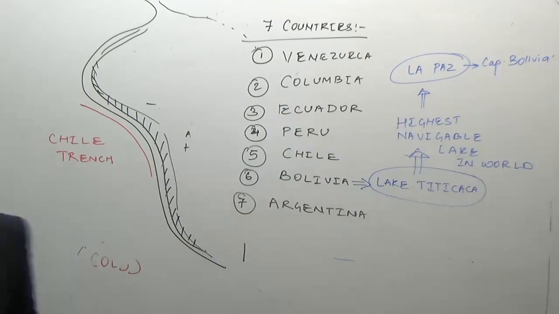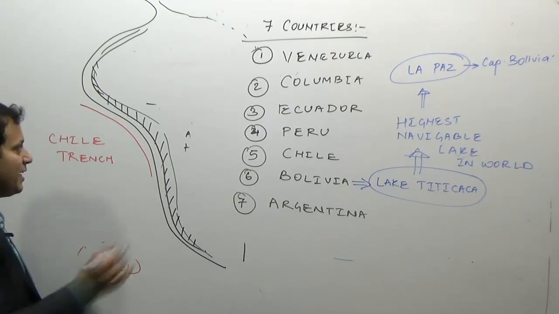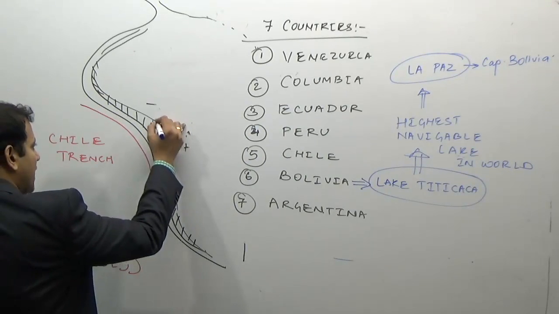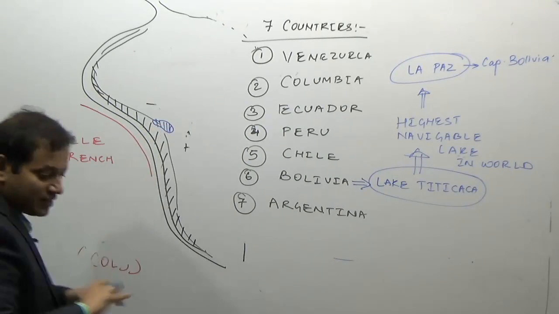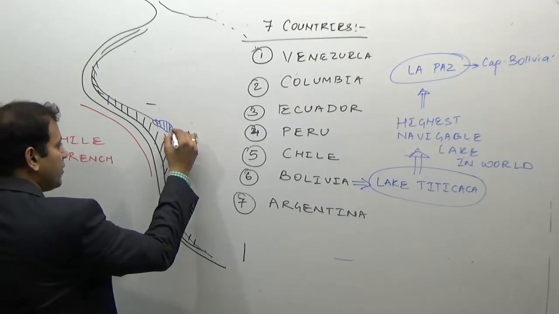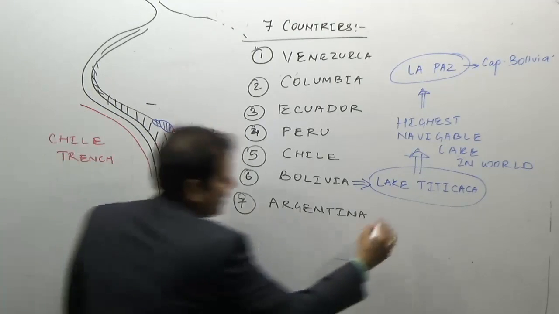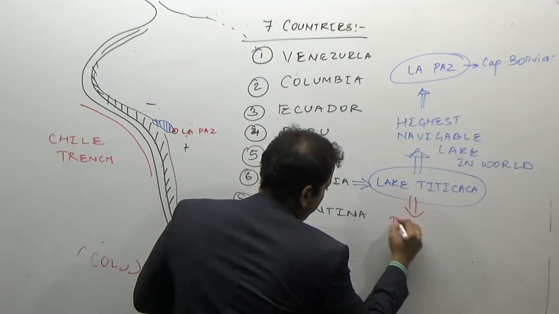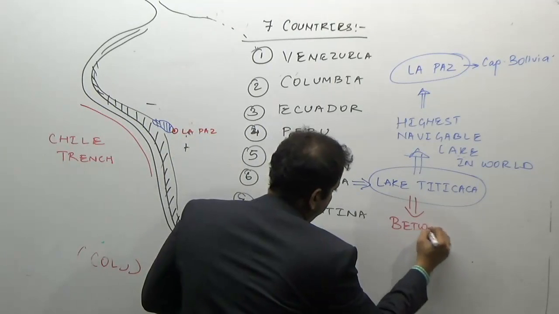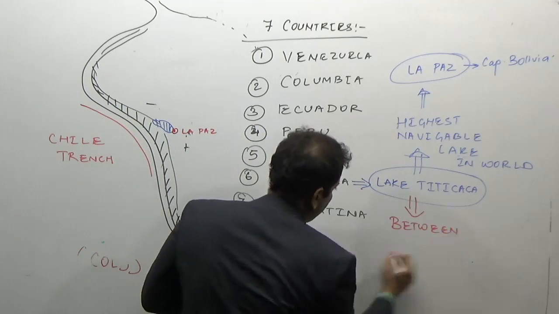Now what about Lake Titicaca? It is common between which two countries? Lake Titicaca is located here, and it is common, while La Paz is located on the southern part. Lake Titicaca is between Peru and Bolivia.